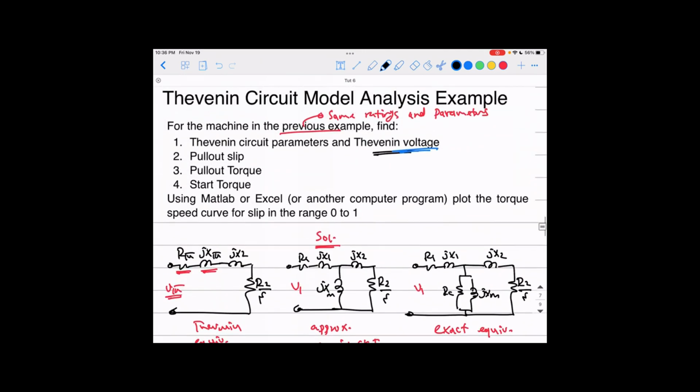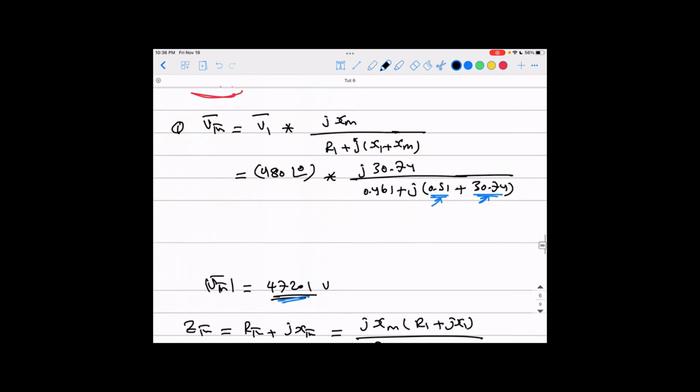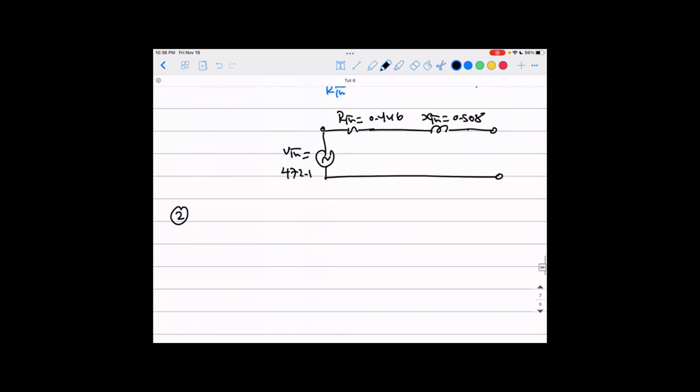After this, he wants you to find the pullout slip. That means the slip at the pullout torque. That's a very, very important quantity to deal with. You remember, that is our torque speed curve, and that is your slip, and also speed on the same curve if you want. That's how it looks generally, and that is your pullout torque and the corresponding slip. That's an important value because it maps the highest value of slip that can go, since that corresponds to the highest value of torque.